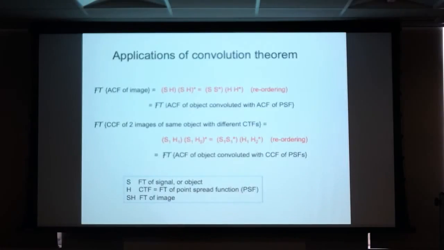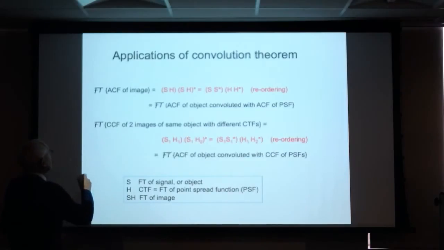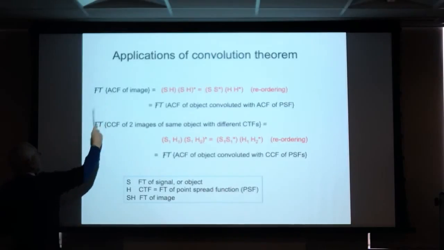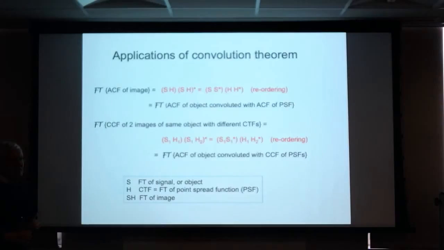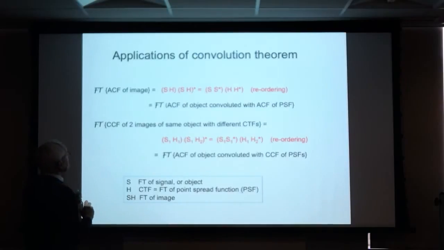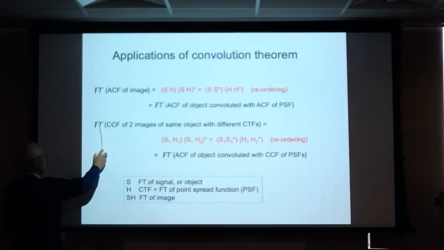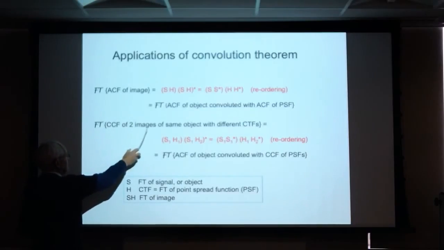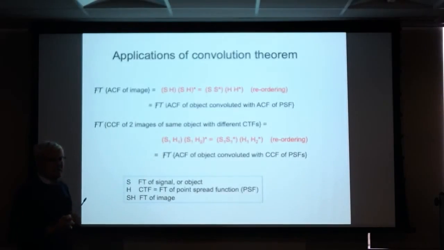Okay, so I'm going to show you a very simple application of the theorems that I just told you about. This is a very simple algebra that you can apply in your head when you have any kind of problems. I didn't introduce autocorrelation functions. It's the function that you get when you cross-correlate an image with itself. Let's just directly switch over to this here. The Fourier transform was a cross-correlation of two images of the same object with different contrast transfer functions. That happens very often. You do it all the time if you get into this business.